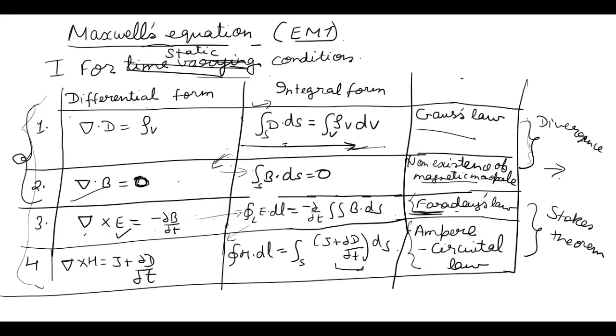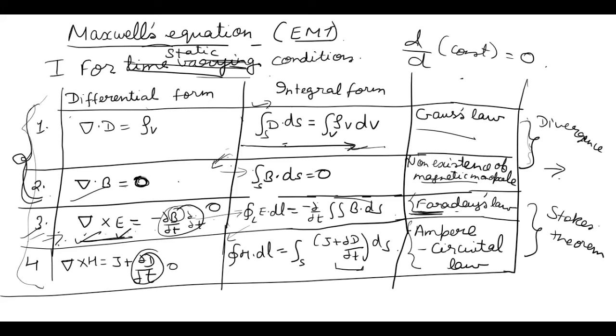First two equations will remain as they are, and now in the third equation you can derive Maxwell equation in static condition by using Maxwell equation of time varying condition. Just like this. Here, since it is static, therefore del by del t, you know that differentiation of any constant is 0. So this whole term will become 0. And similarly, this will become 0. So all this term will become 0, and this will also become 0.